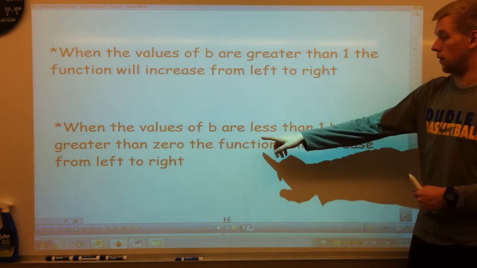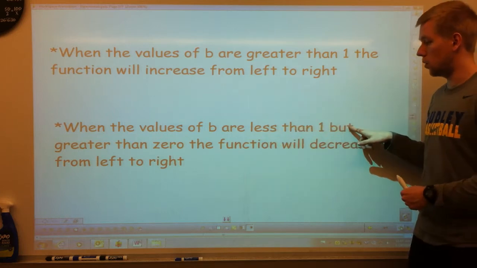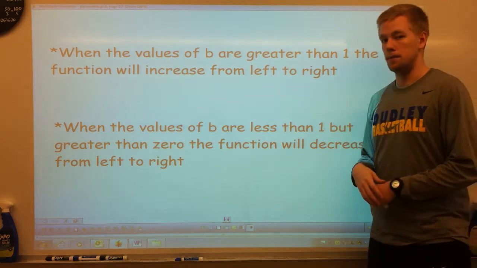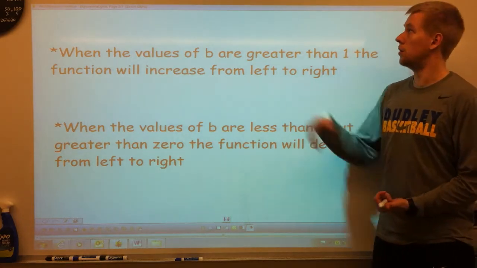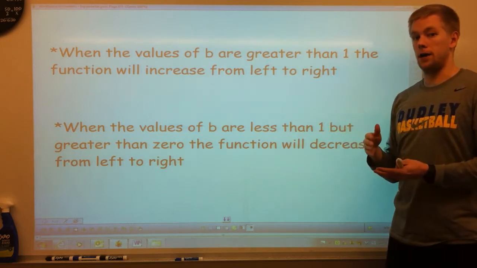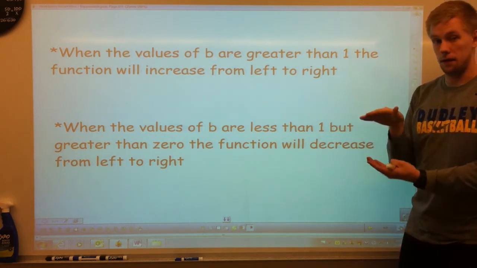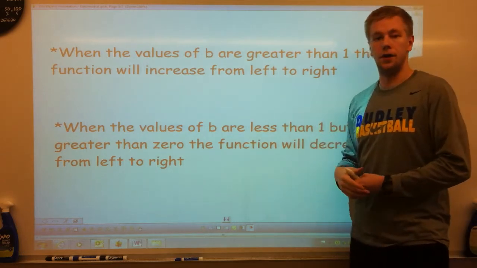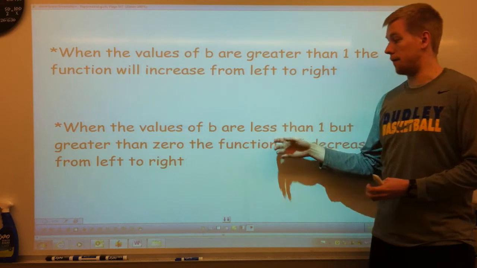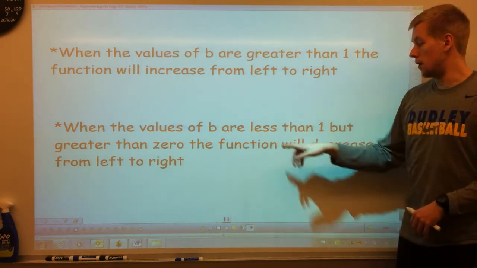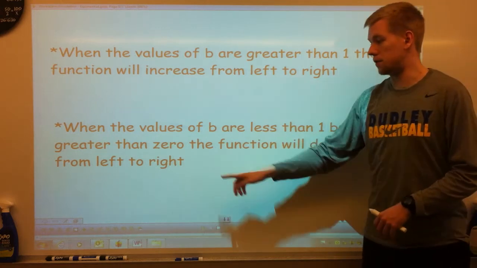Okay, but when the values of B are less than 1, but greater than 0, so think about what type of numbers those can be. If it's greater than 0, so on my number line up there, it may be a fraction. And if it has to be less than 1, it's definitely going to be a fraction, like 1/2 or 1/3 or 3/4 or 2/3. It's going to be a fraction. And again, fractions can be changed to decimals. So if you see a decimal, the function will decrease from left to right.